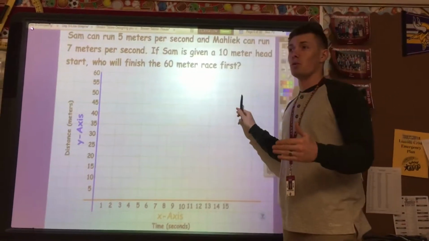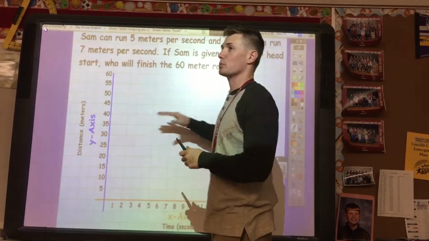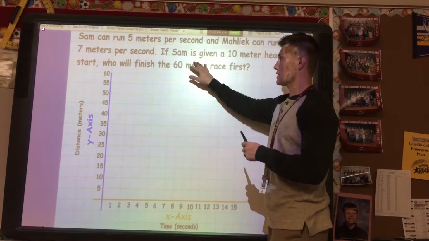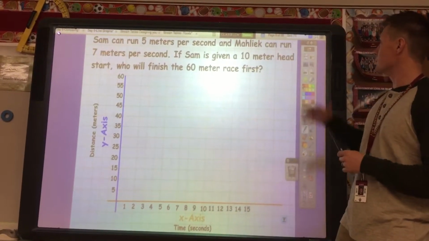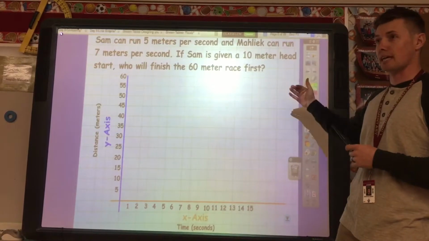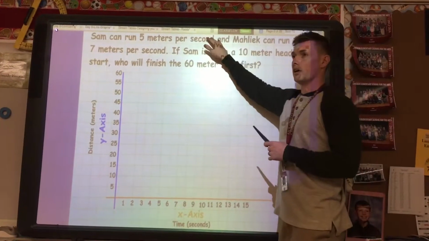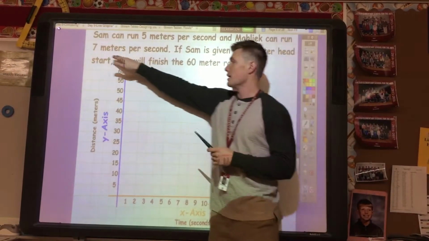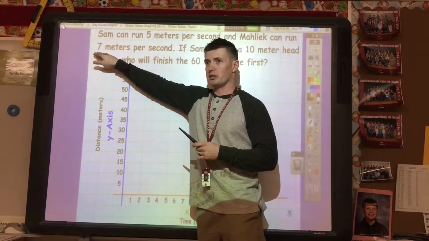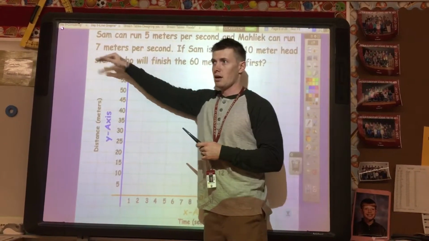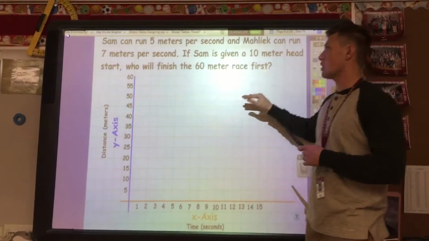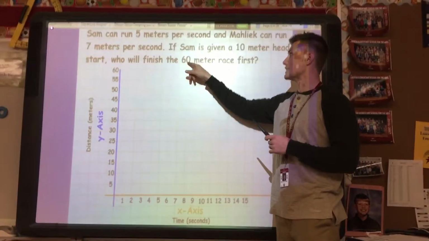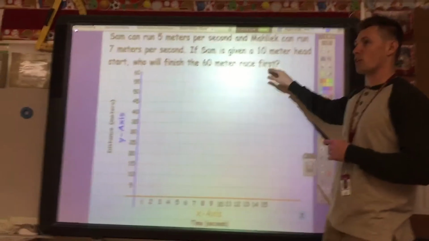For today's video, we are going to be talking about an algebraic equation. So we have a situation here. It says Sam can run 5 meters per second and Malik can run 7 meters per second. So right now what we know is that Malik can run 2 meters further every second. But in this situation, if Sam is given a 10-meter head start, who will finish the 60-meter race first?